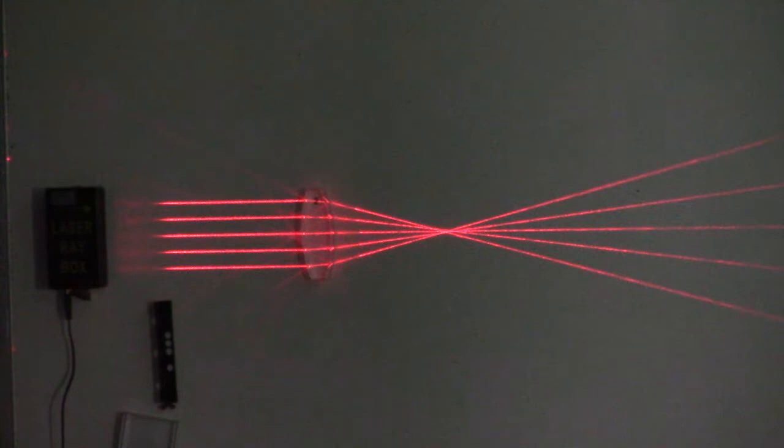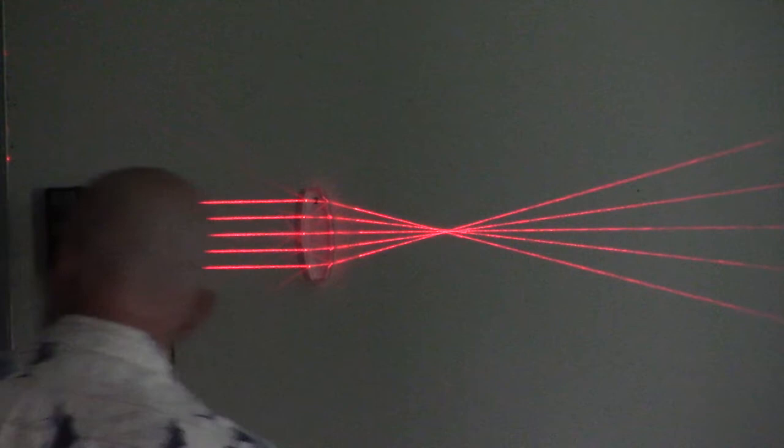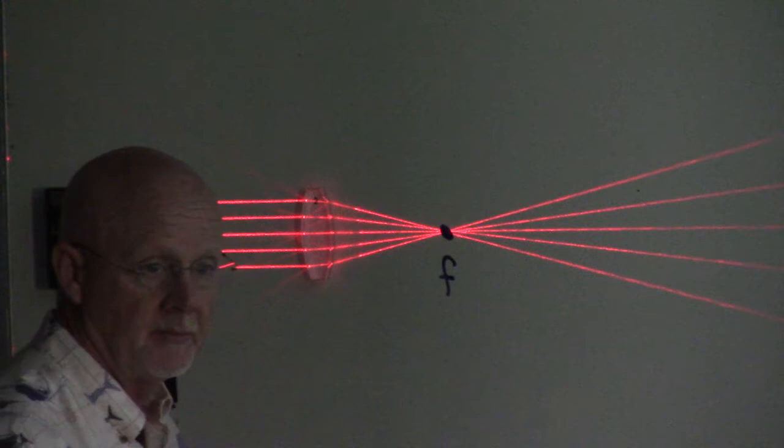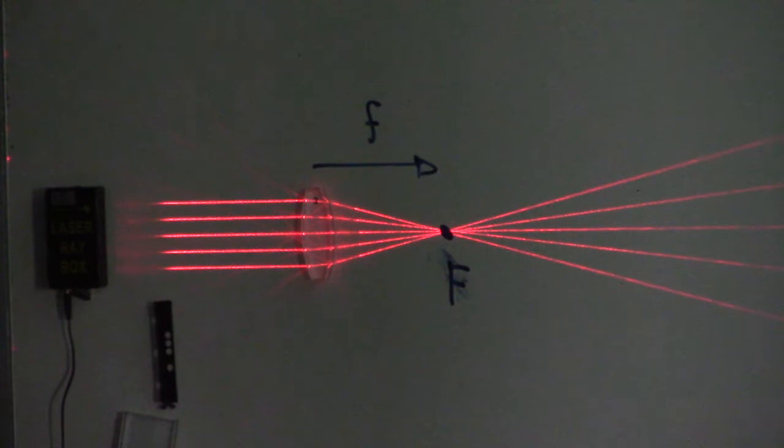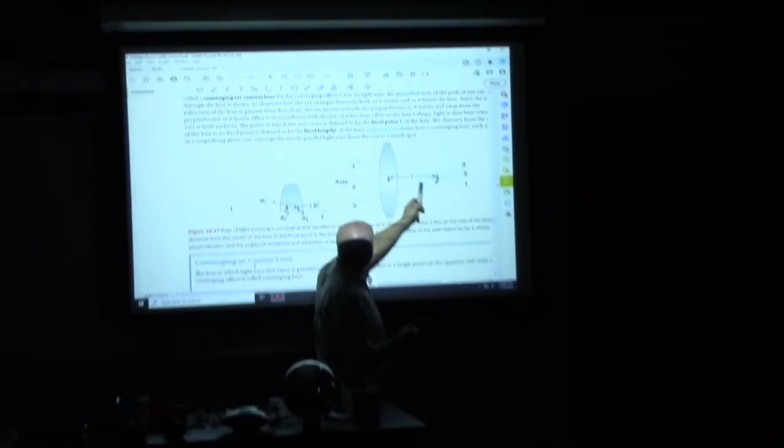That there is a magical place, which your author says, point F. Actually, I think he called it capital F for the point. It's the distance we're going to need for our math. And so we're going to say it's a certain distance away from the center of the lens. So keep that in mind here, that there is this magical point.